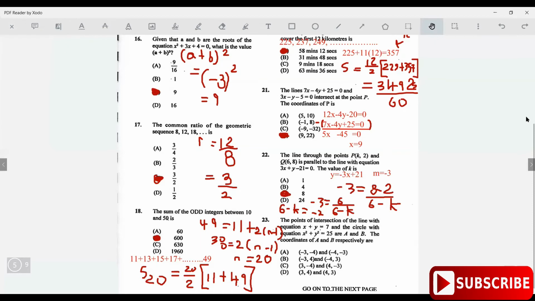Easy question. Question 23. It says the point of intersection of the line with equation x plus y equals 7 and x squared plus y squared equals 25 are... We need to solve them simultaneously. You don't even need to do it. 3 plus 4 is 7 and 3 squared plus 4 squared is 25. So (3, 4) is the answer already. See it here? D. We don't even need to work it out.